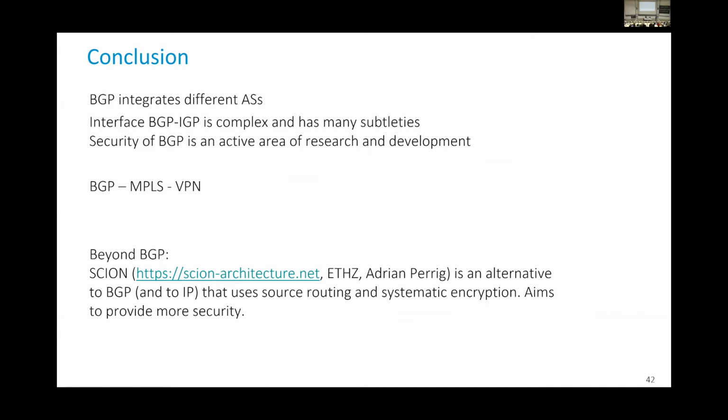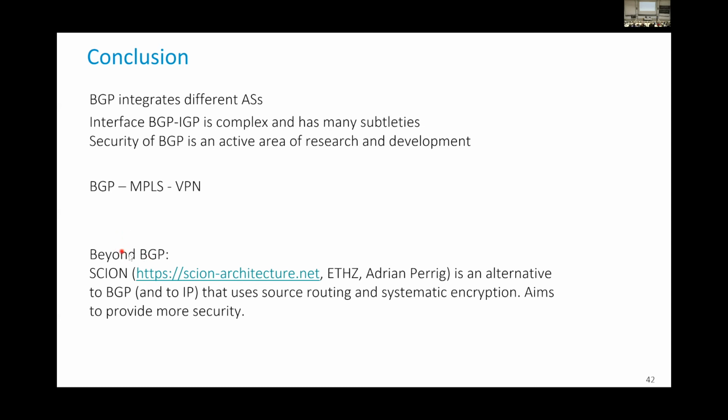Voila, that's the end, at least of the theory part on BGP. BGP is really the central component of the internet. This is where all the different connectivities take place. We've seen also that the interface between BGP and interior routing protocol is complex and has many subtleties, and that the security of BGP, well, is not yet fully complete. We will talk more a bit later about the interactions between BGP and MPLS that we very briefly discussed today, and virtual private networks.